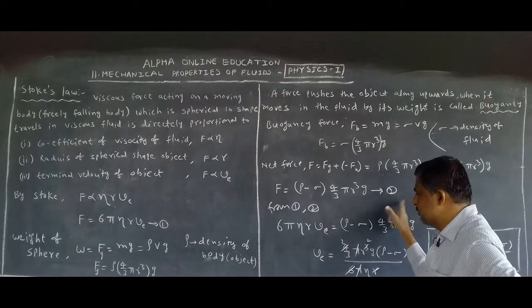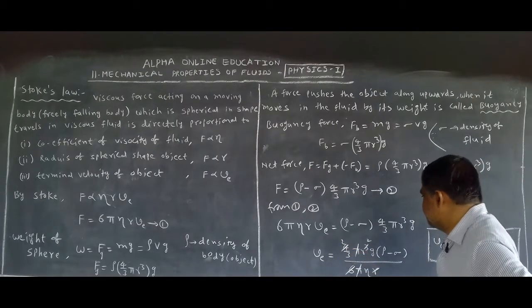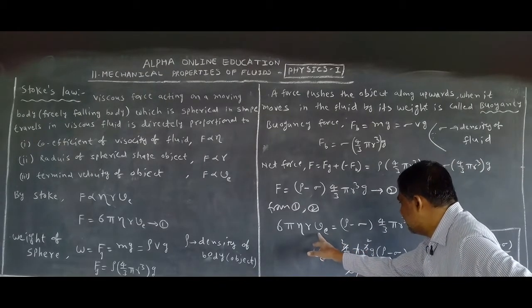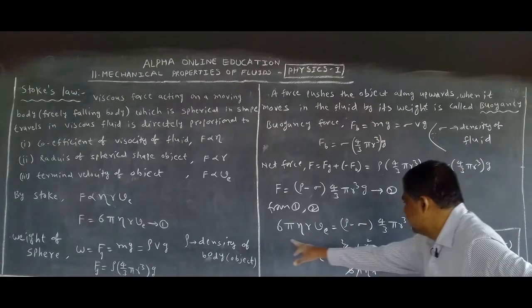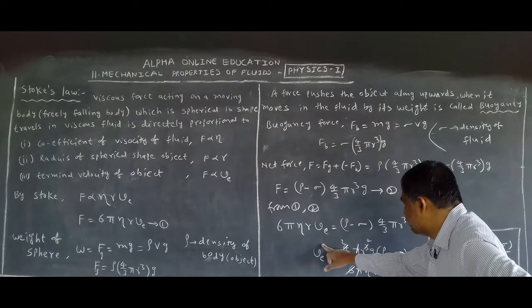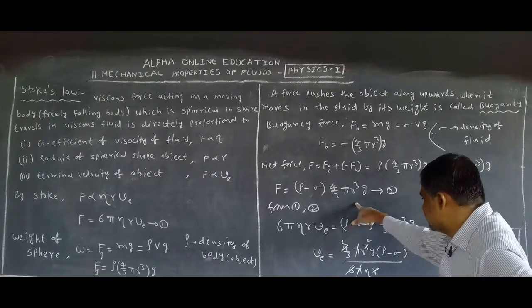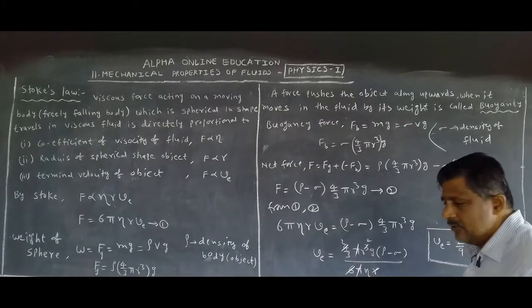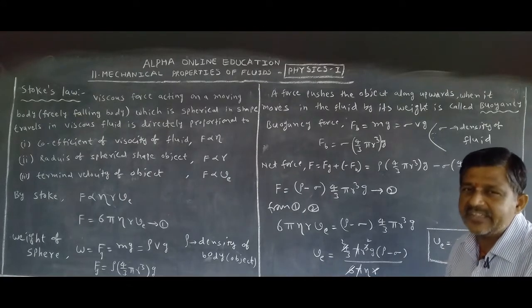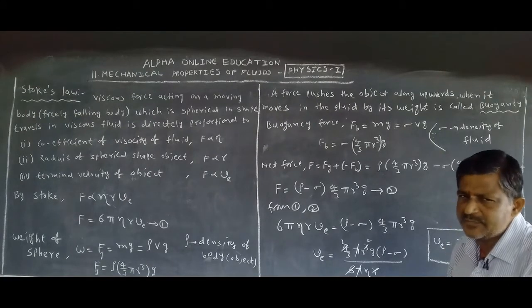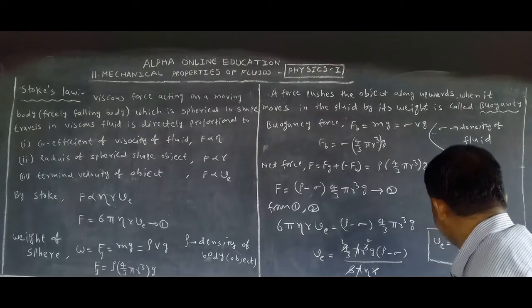Let us take this as equation 2. Compare equations 1 and 2, and we can calculate the terminal velocity v_e. This is the Stokes force, this is the net force from the weight of the object and buoyancy. Finally we get the terminal velocity of the spherical object, which here is the raindrop.